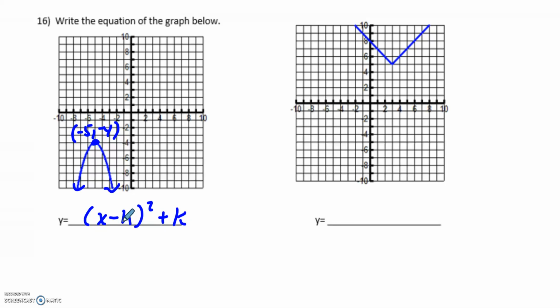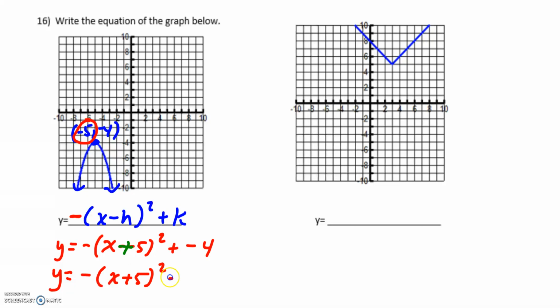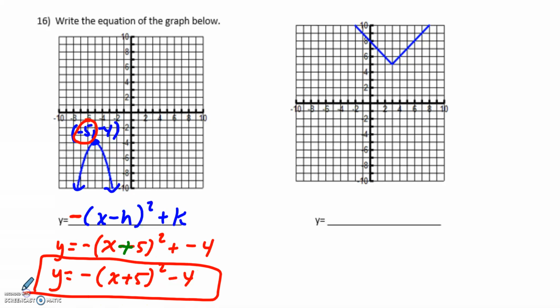Notice that the parabola is upside down, which means in front of my equation I need a negative. So I have y equals negative. The x value of my vertex is -5. So it would be x minus -5 squared plus -4. And then if I simplified this a little bit farther, I'd have y equals negative x plus 5 squared minus 4, because you don't need plus a negative necessarily. So this would be the equation in the end. And so you could have put that in the blank up here.